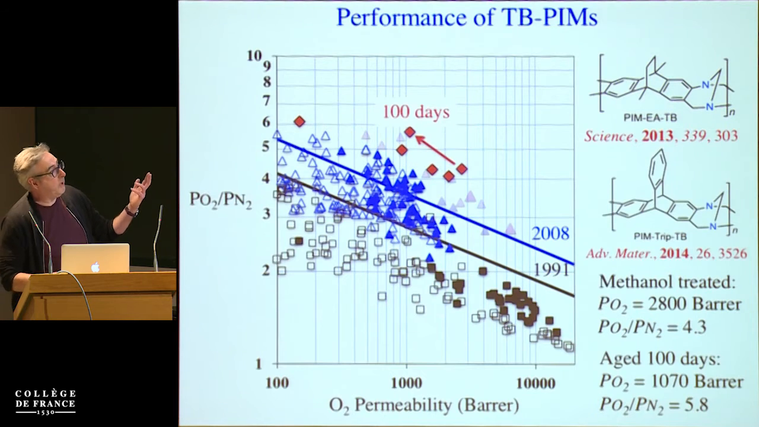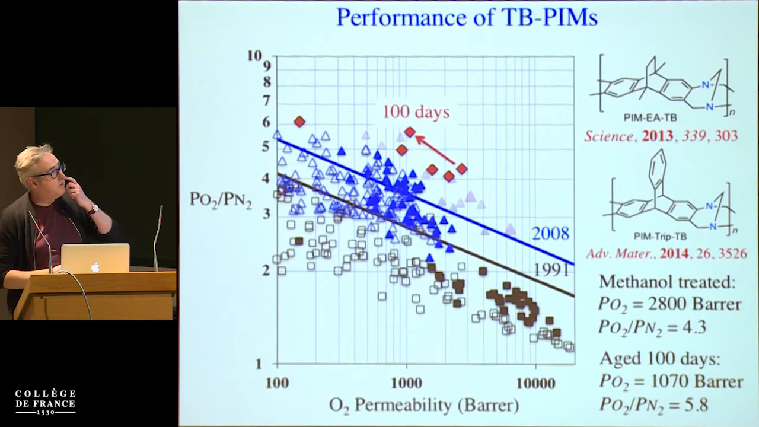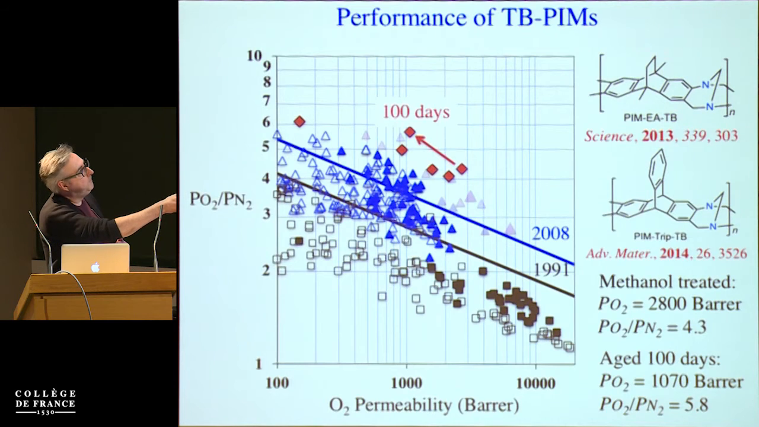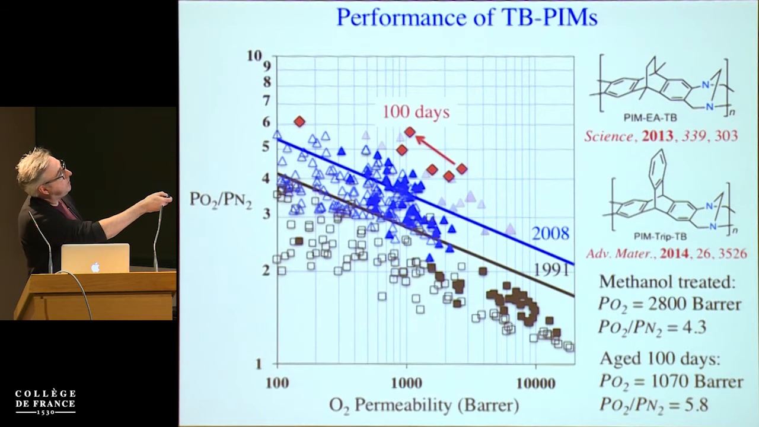We did the same trick. We actually wanted to make this and couldn't. It was too brittle. But eventually we got this triptycene-based Tröger's base PIM. And this is the same trick as we showed you with the spirobifluorene. If you fuse a benzene ring to the structure here, then it becomes a much more rigid monomer. And when you do that, you get a slight increase again in the selectivity.